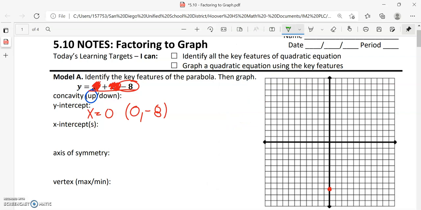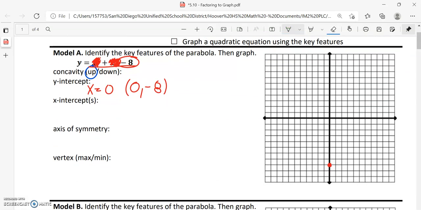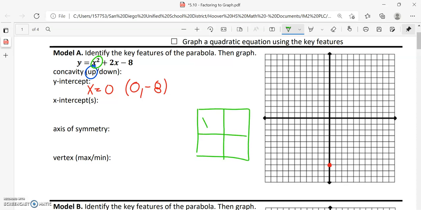So we need to factor our standard form equation. So remember, x squared goes into our top left box, which would be here. And -8 goes in our bottom right box. We now need to find the factors of -8. 1 and 8, 2 and 4. We need to see which one of these is going to be negative.